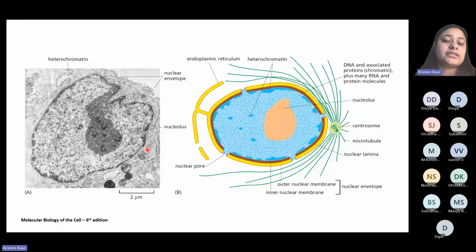But euchromatin regions, wherein DNA is a little more available, are transcriptionally active regions. Okay, so by seeing just this nucleus, we can say that in this particular region there might be more transcription occurring than in this particular region. Okay, so I hope that is clear.